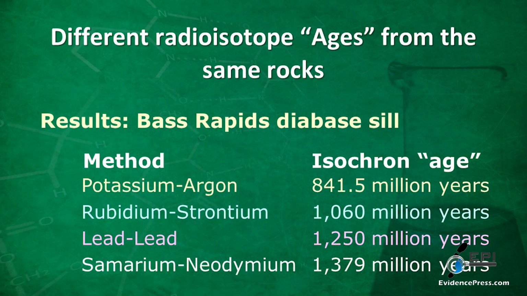And then we've got the discordant ages. We looked at layers in the Grand Canyon and dated them by all 4 different methods, and we should have got, the textbooks say we should have got the same results no matter what method we use.